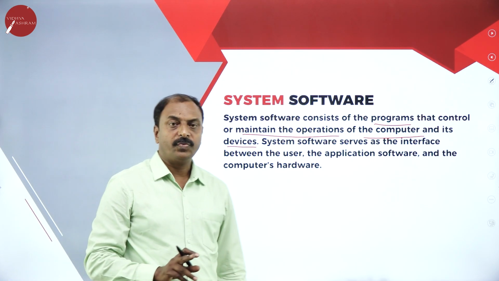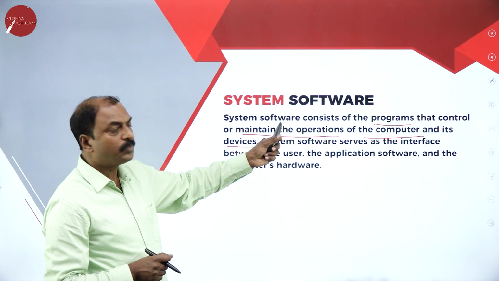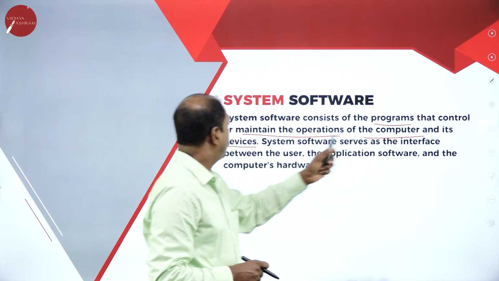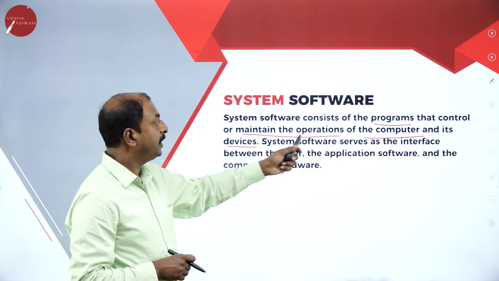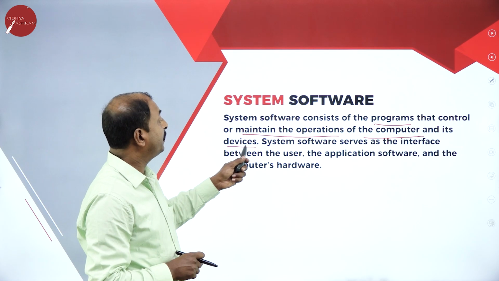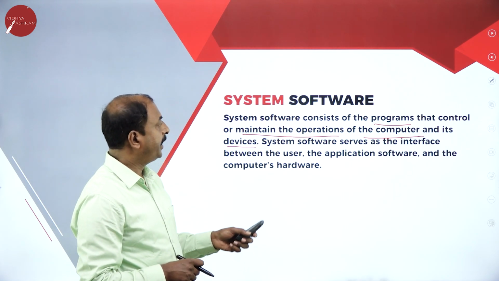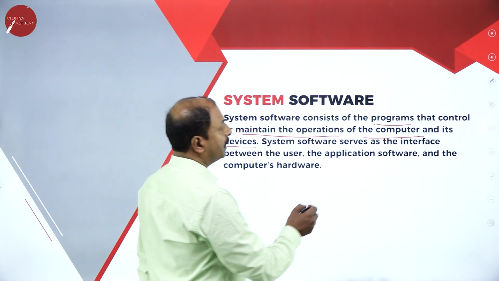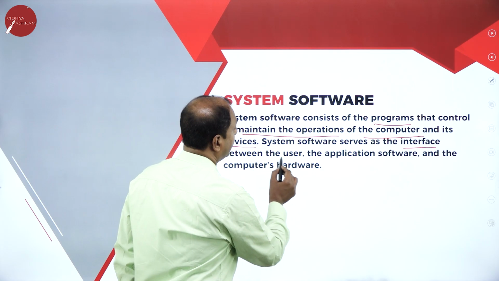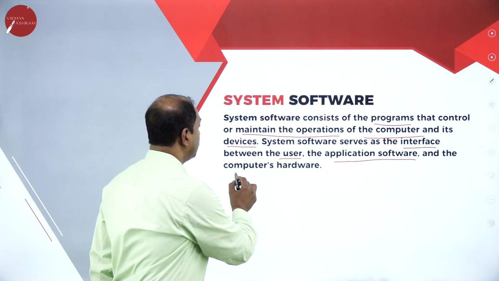First of all, software is a program. Under that, we have system software. So system software is a type of program that we use to control or maintain the operations of the computer system, that is, the hardware and devices. So this is system software. And system software serves as the interface between the user, the application software, and the computer's hardware.